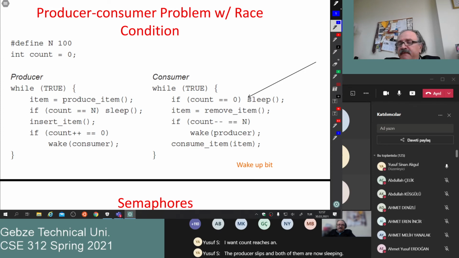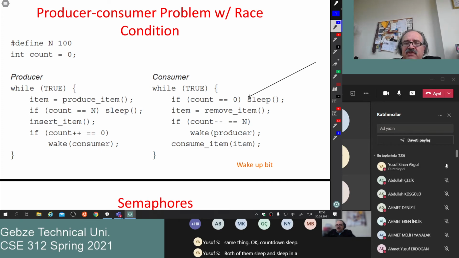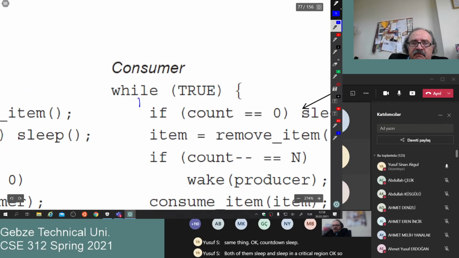So that's a race condition, and that's a deadlock too. Both of them are waiting for each other. Okay, so there is a race condition with this code, and we are going to solve it. So what would be the solution? The solution would be to make the count check and sleep, both of them, happen in a critical region. So begin critical region and end critical region.